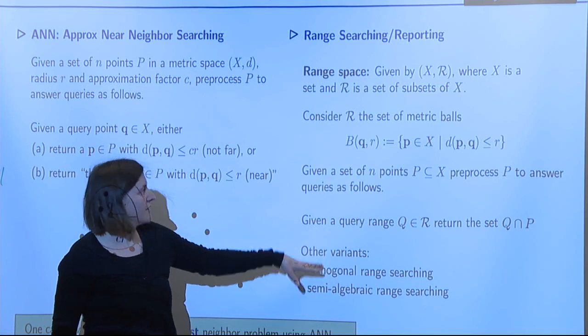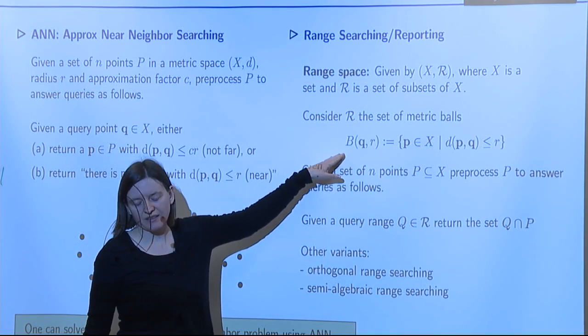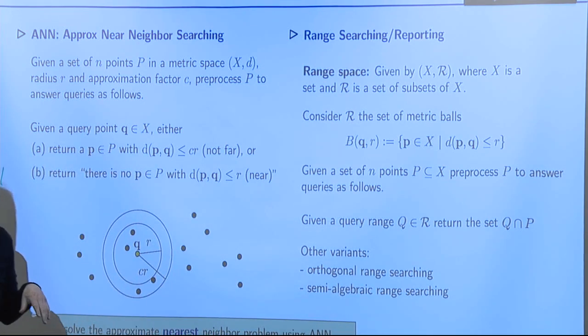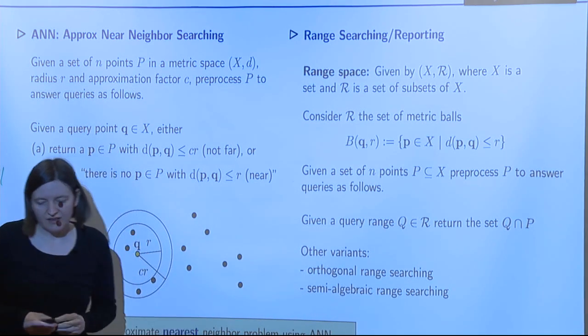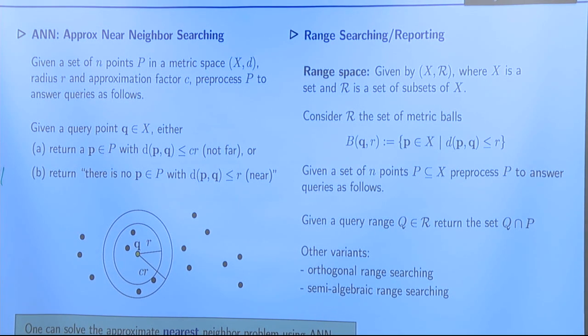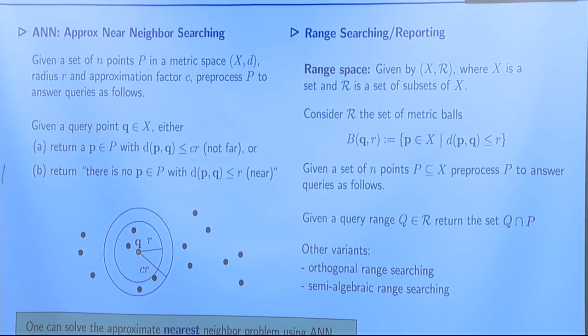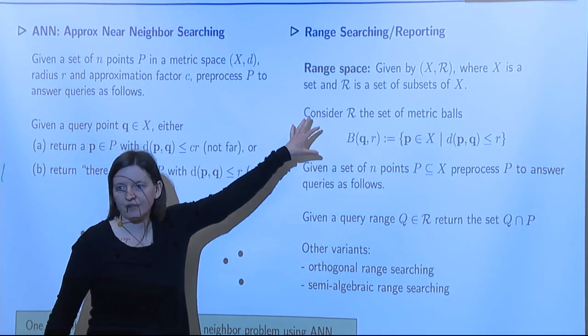Other variants of this problem that will show up in my talk are orthogonal range searching, where the set system is the set of all possible hyperrectangles, and semi-algebraic range searching, where the ranges are Boolean combinations of zero sets of polynomials. And we'll see how these two things can be used to solve this problem for the Fréchet metric.